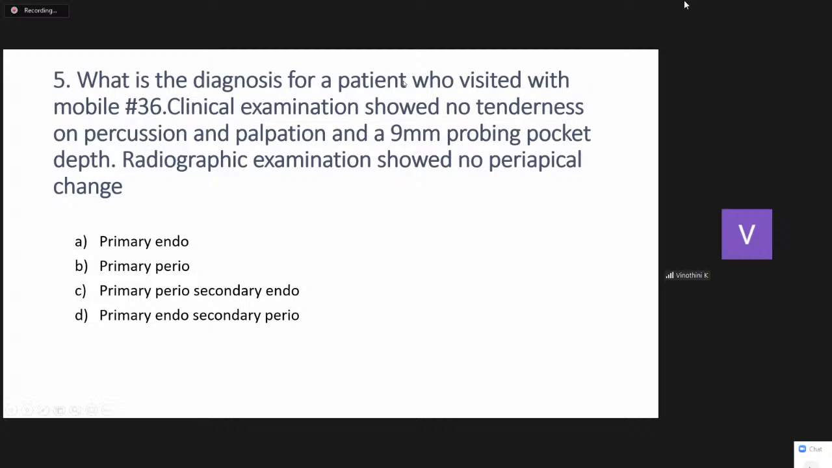Primary endo, primary perio, primary endo secondary perio, primary perio secondary endo. You can just guess. It's okay even if it's wrong. There is no tenderness on percussion, and if there is a probing depth, definitely it's going to be a primary perio, right? So this is going to be a primary perio infection.